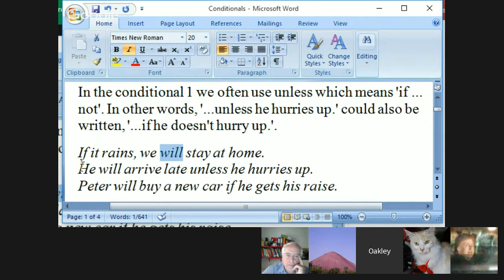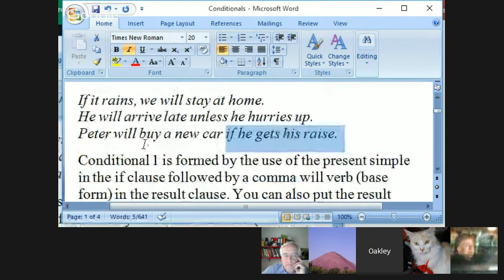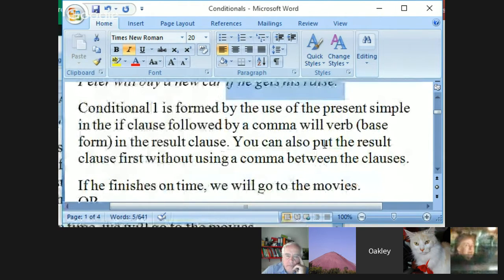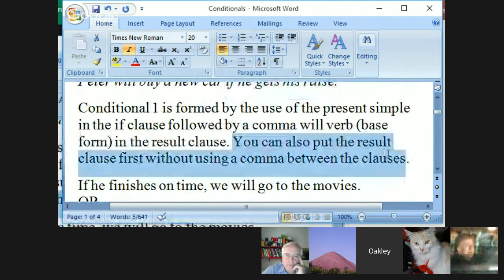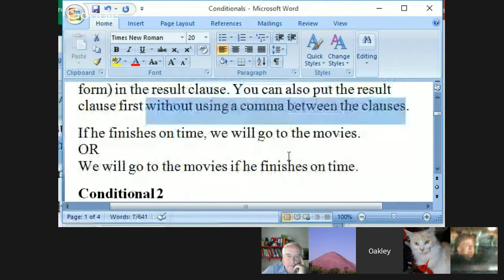With unless, he will arrive late unless he hurries up. Peter will buy a new car if he gets his raise. Always will buy if he gets his raise. And notice that sometimes we flip-flop, switch back and forth our condition and our result clause. So there it is. You can also put the result clause first without using a comma between the clauses. So it's perfectly normal to do this.